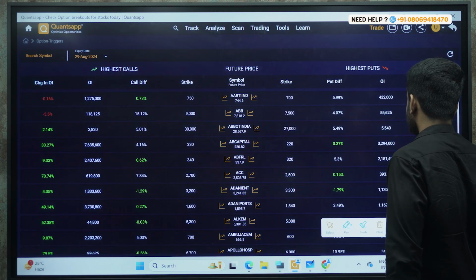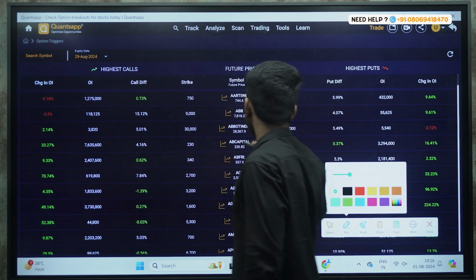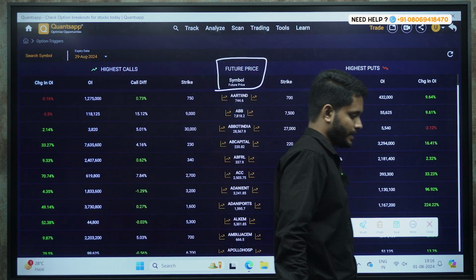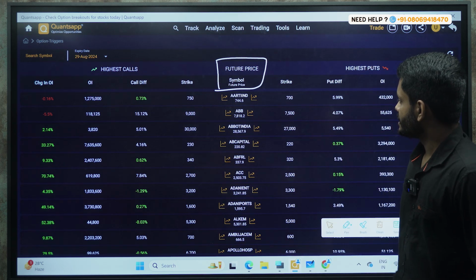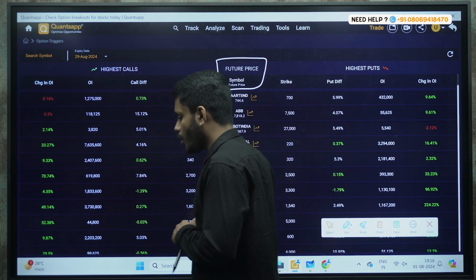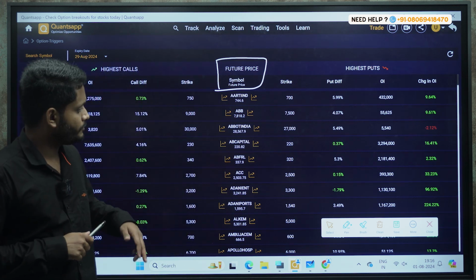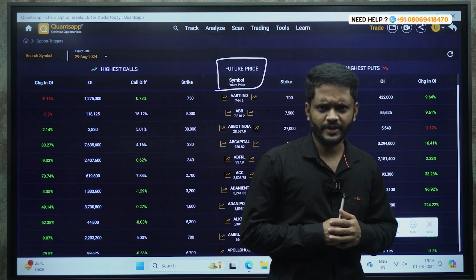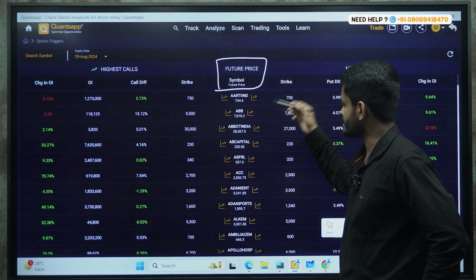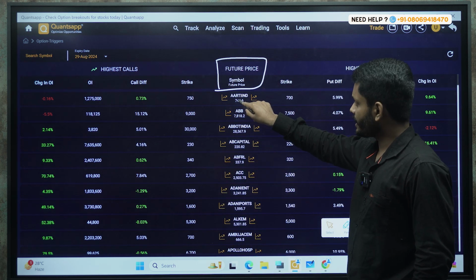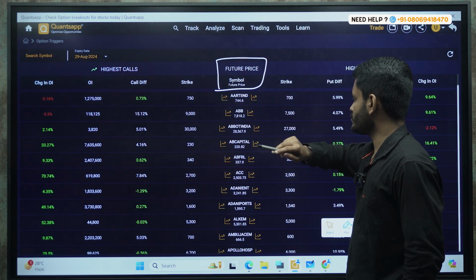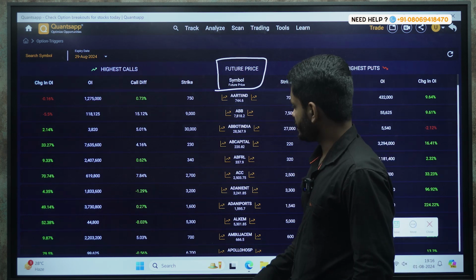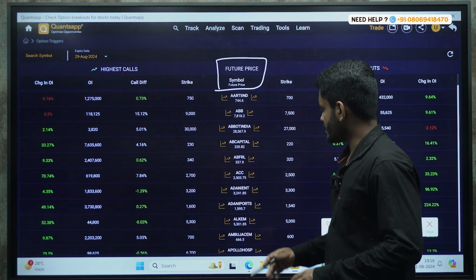First let's start with the interface. In the middle, you will see the future price. This is basically all the FNO scripts; if you keep scrolling, you can see all of them. There are approximately 187 FNO scripts, with their prices. Aarti Industries' current market price is 744. ABB's current price is 7,800. Abbott India's current price is 28,567. AB Capital's current price is 220. So almost all the stocks and their prices.